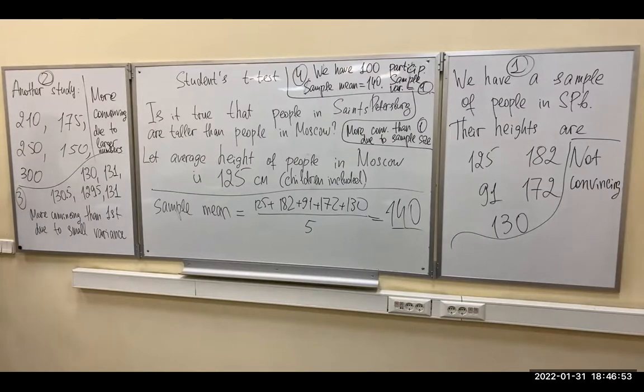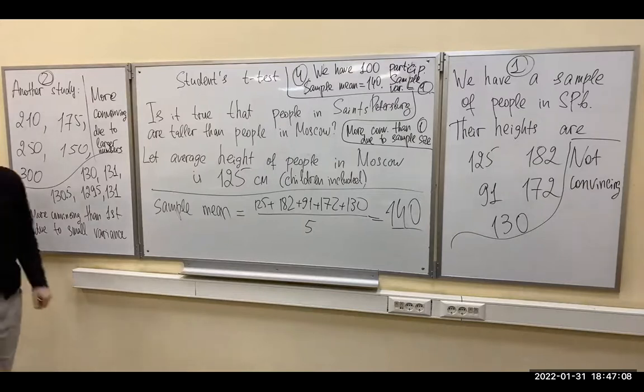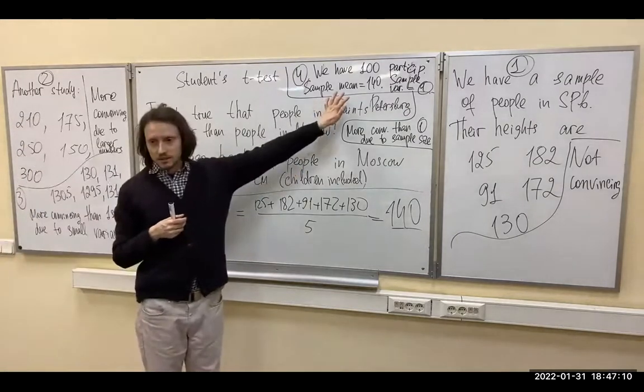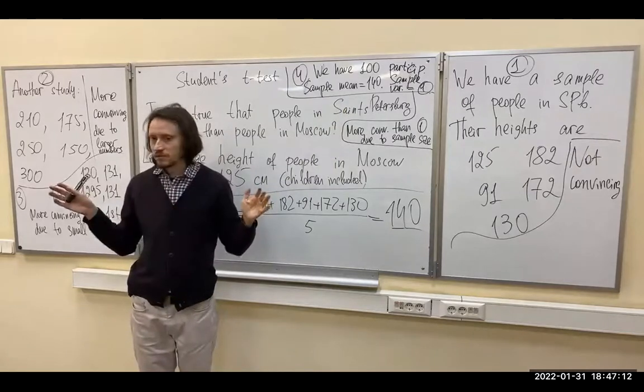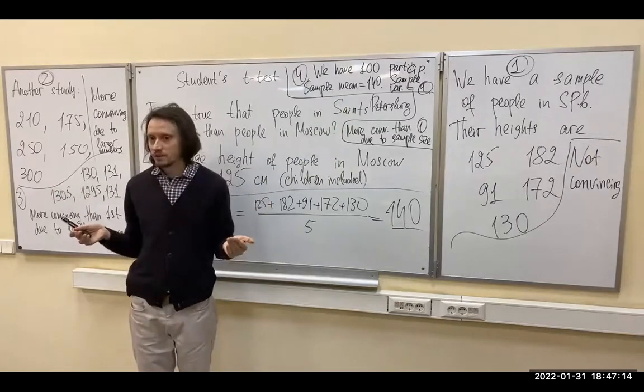On the other hand, we are interested in dispersion, in variance of our values. If it is smaller, again, the result becomes more convincing. And finally, we are interested in the sample size. If it is larger, then the result becomes more convincing.